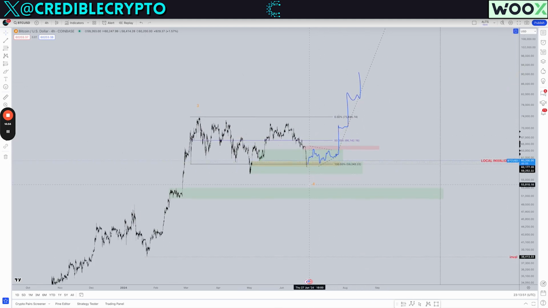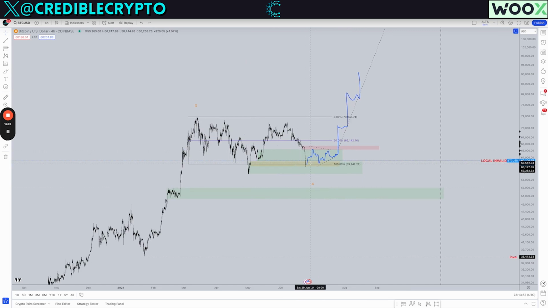If we do continue lower here, obviously, next area of interest being 53K-ish. Like I said, we need more price action to confirm, but it would surprise me to get down here. Why? Let's talk a little bit about why I think that downside is relatively limited from current levels, despite this seemingly endless bleed that we've had so far.